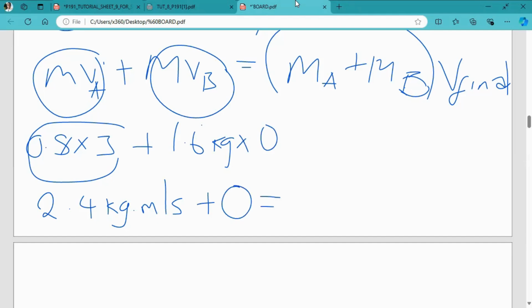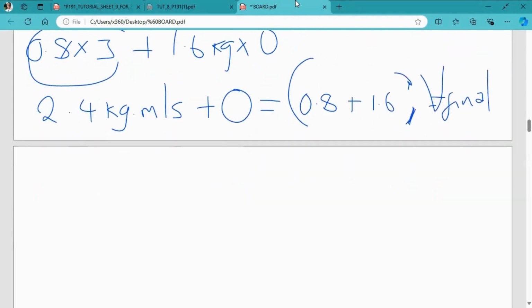And this should be equal to what? This should be equal to what is on the right hand side. So what are we going to have on our right hand side? We're going to have the mass of A, which is 0.8, plus the mass of B, which is 1.6. We're just multiplying 0.8 by 2, multiplied by the V final there. We're looking for V final.